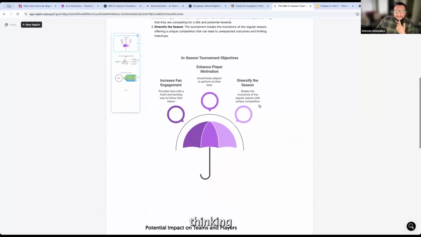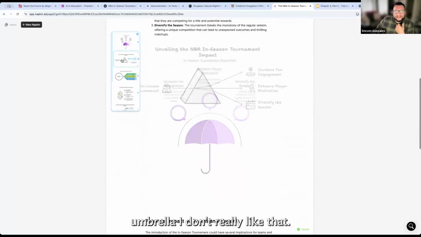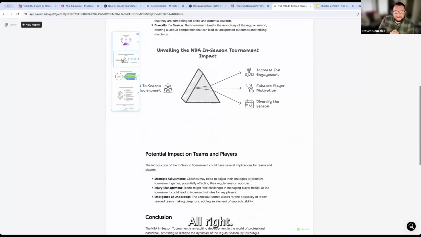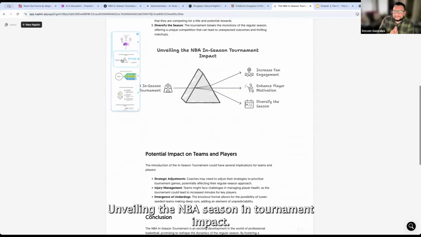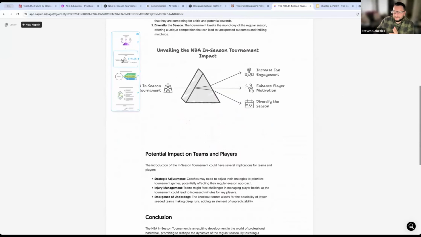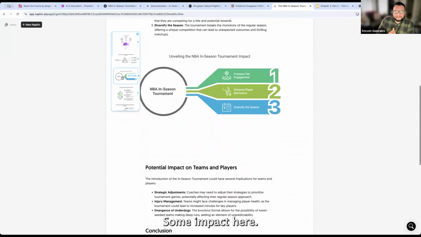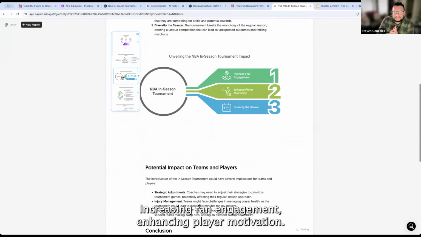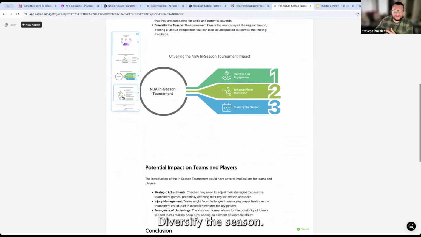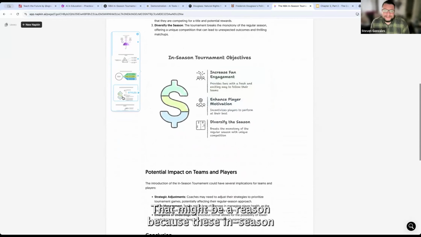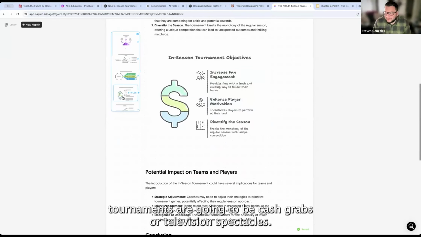Thinking. Umbrella. I don't really like that. All right, here we go. Unveiling the NBA season in-tournament impact. Some impact here: increasing fan engagement, enhancing player motivation, diversifying the season. This money sign, that might be a reason, because these in-season tournaments are going to be cash grabs. They're television spectacles.